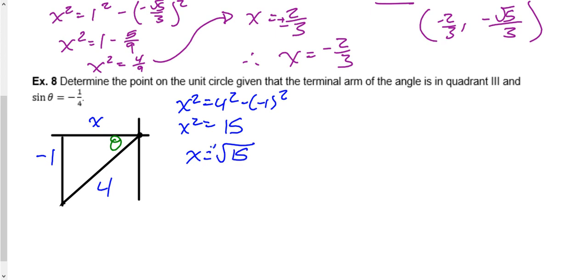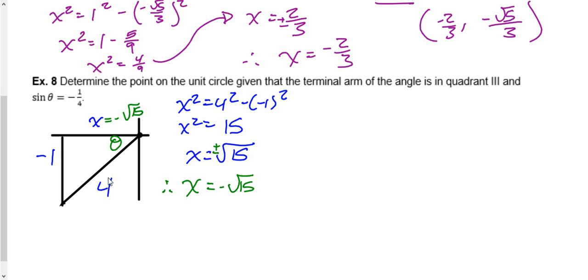And again, I'm missing my plus minus. Don't forget that in front. Actually, let's do that in a different color so that it emphasizes that a little bit more. So we need plus minus in front of this radical. But if we're in quadrant 3 there, the only x value we need is negative root 15. There we go. So this guy here, negative root 15.